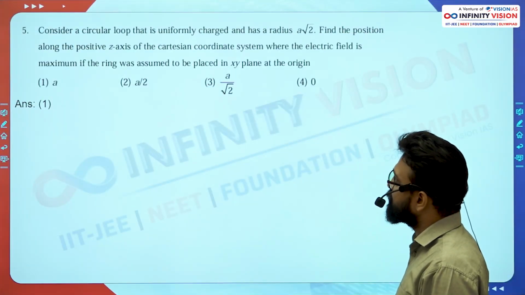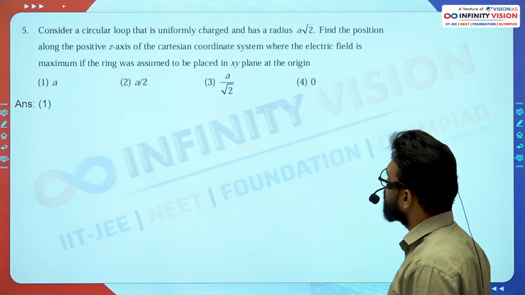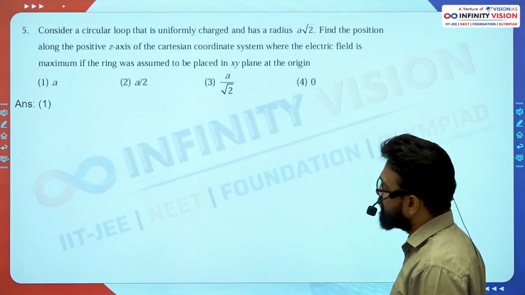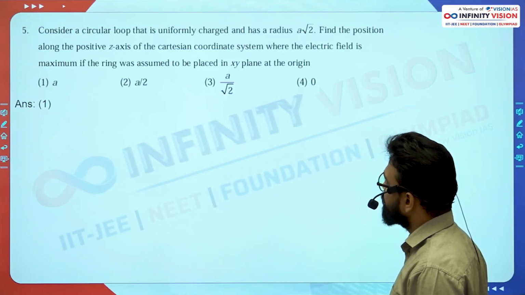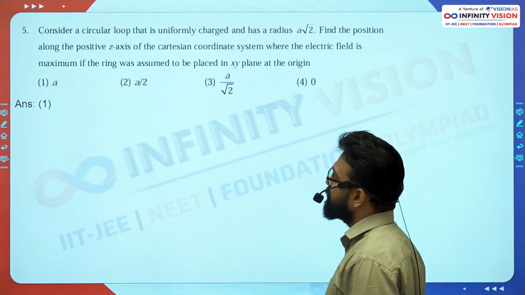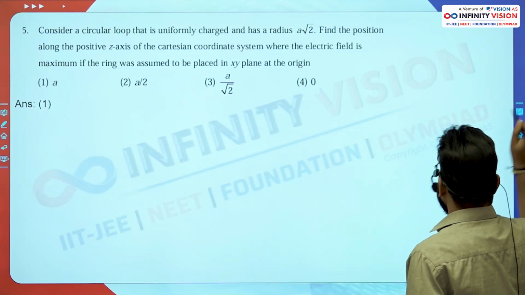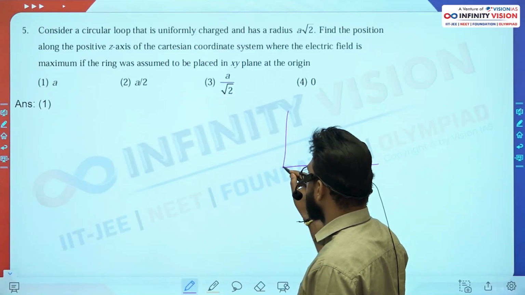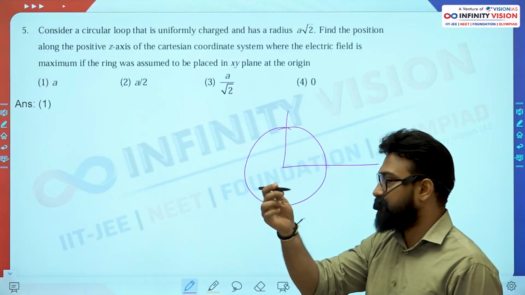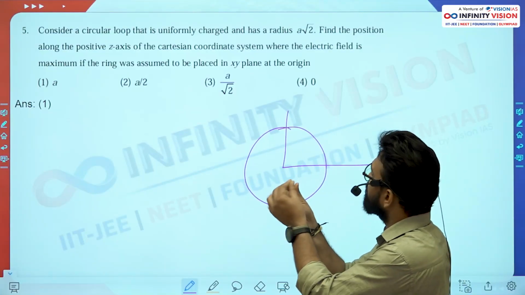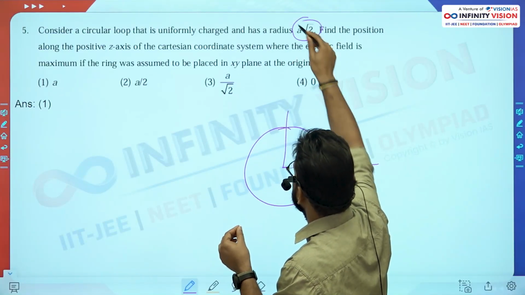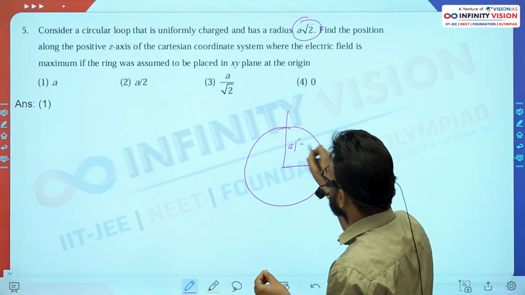Next, consider a circular loop that is uniformly charged and has a radius of a root 2. Find the position along the positive z-axis of the Cartesian coordinate system where the electric field is maximum if the ring was assumed to be placed in the xy plane. So you have been given this xy plane in which this ring is there, and along the z-axis at a certain distance, the uniformly charged ring has a radius of a root 2.